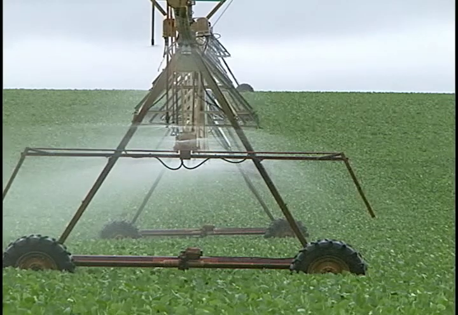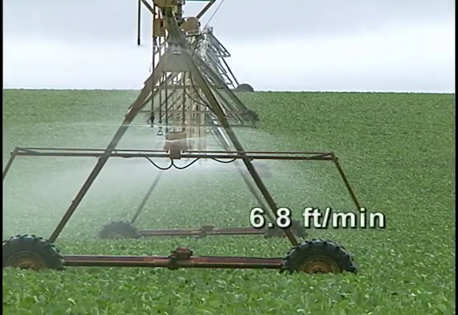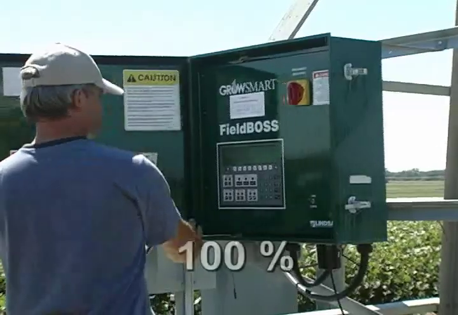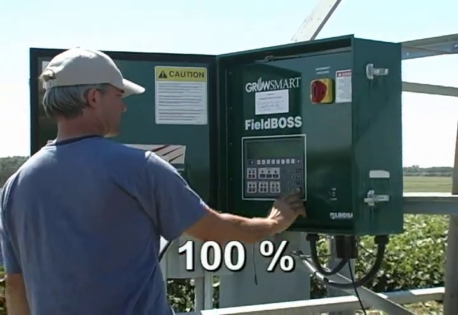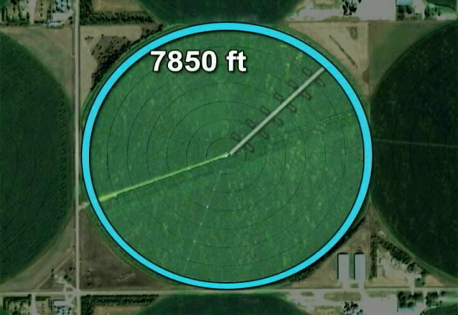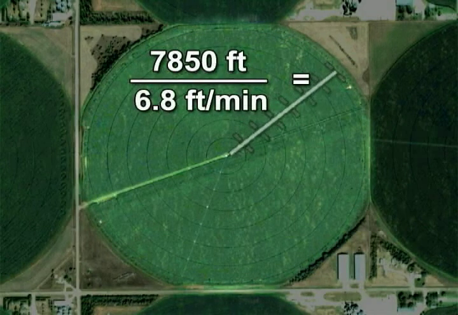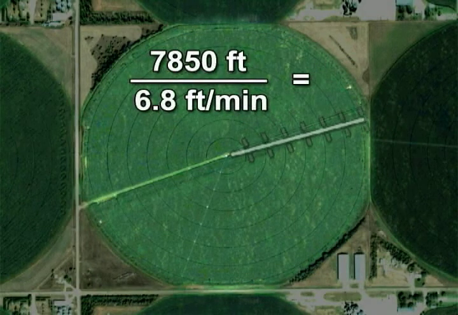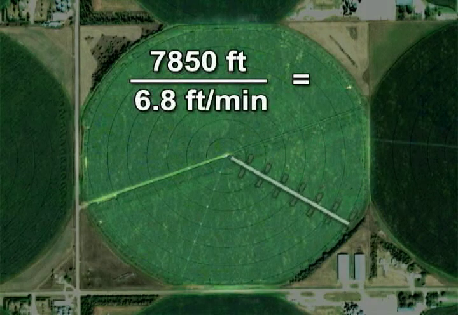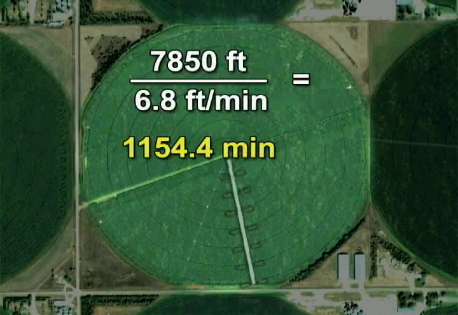For discussion purposes, we will assume we measured travel speed of the last tower as 6.8 feet per minute at a percentage timer setting of 100%. We next divide the circumference, 7,850 feet, by the travel speed, 6.8 feet per minute, and determine that the pivot will complete one full revolution in 1,154.4 minutes.